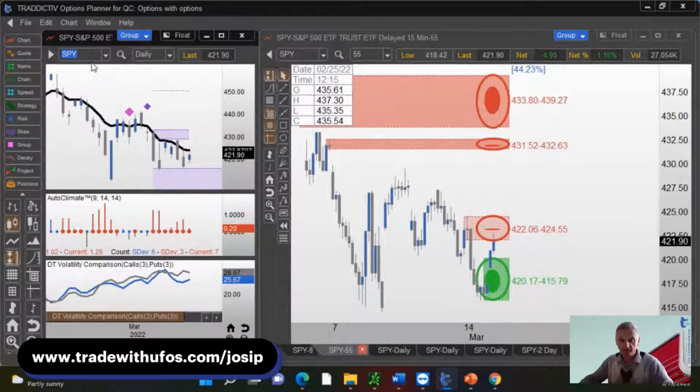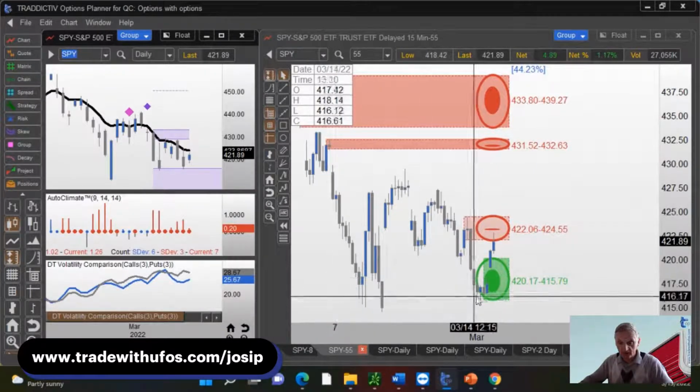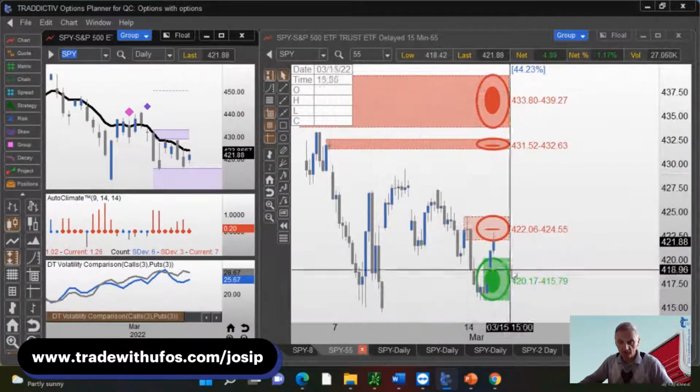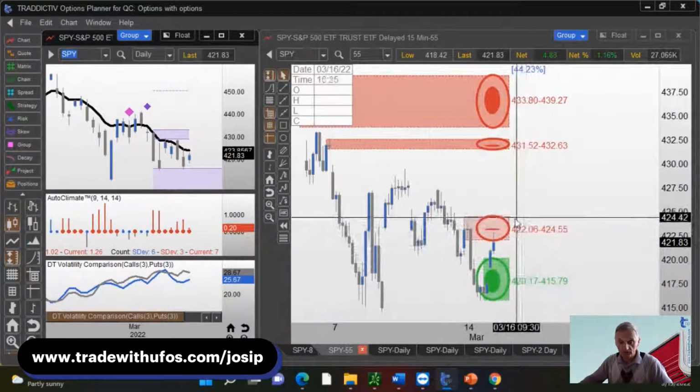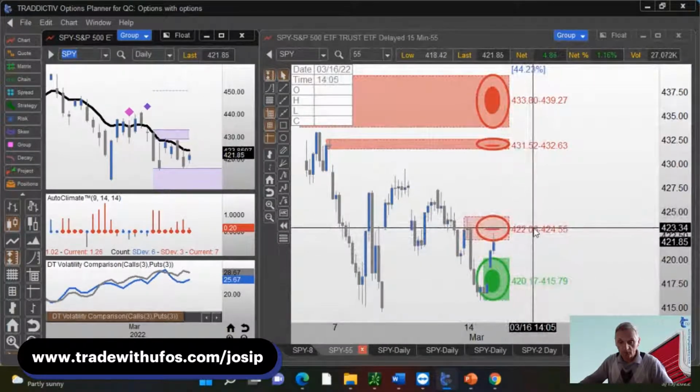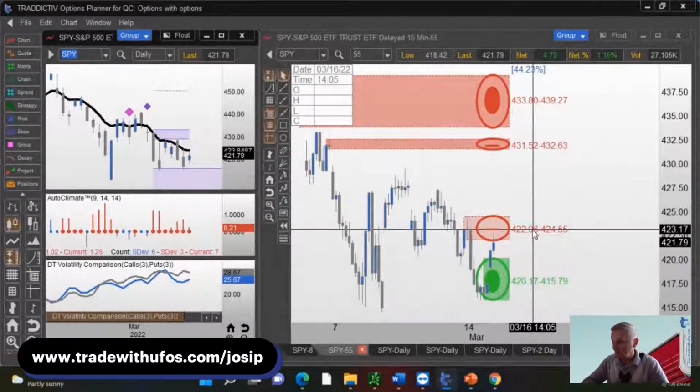On SPY, we have a very, very interesting situation. We are in between the two zones on the 55-minute. We're really, what I would say, the day before the Fed makes an announcement about interest rates, in no man's land. This is just a wait and see what is going to be.